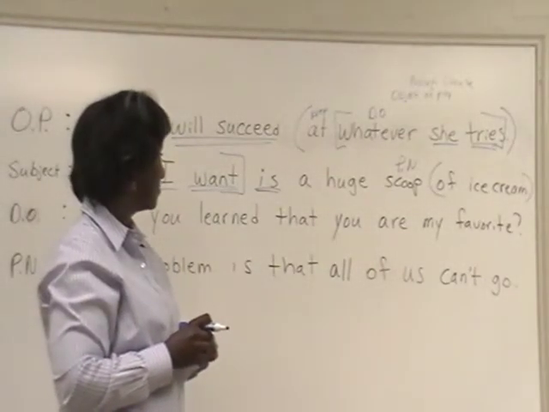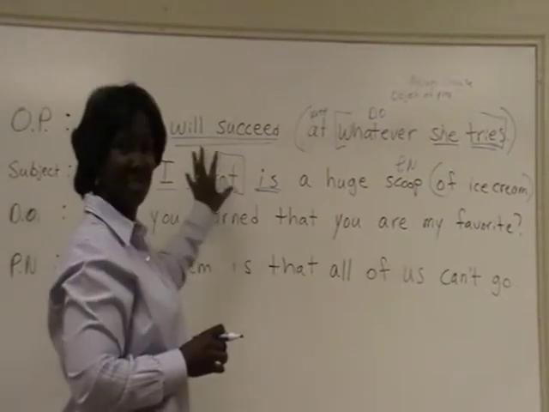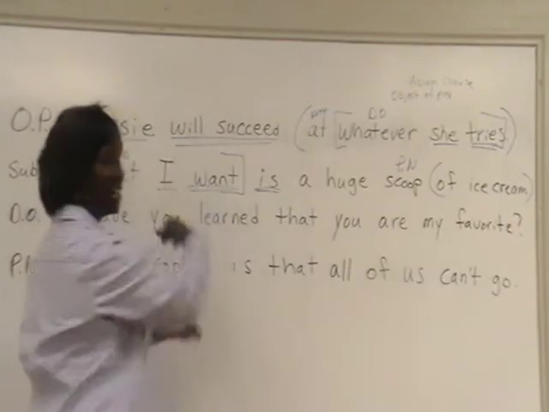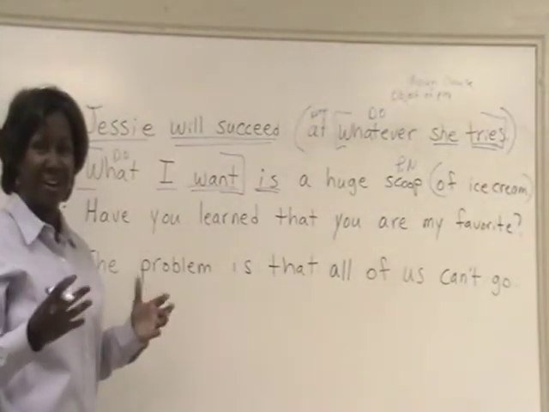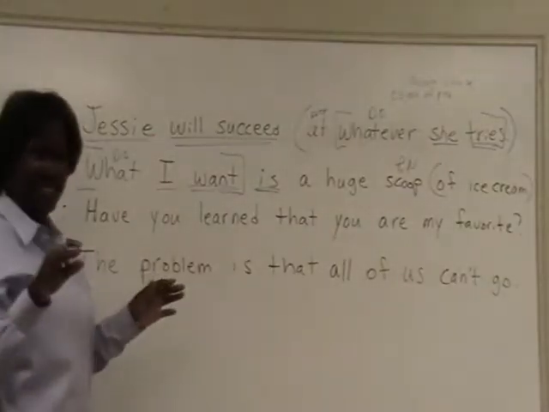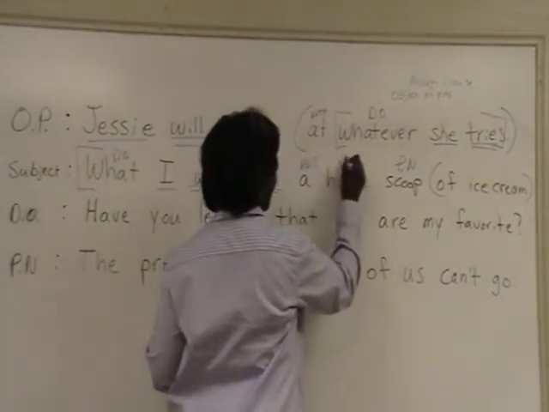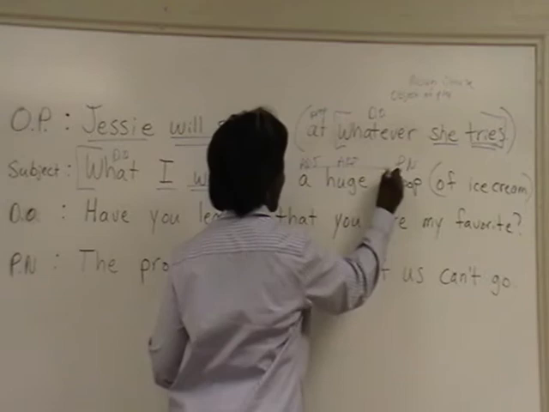Got that? What I want is my subject. Is my verb. Scoop is renaming what it is that I want. All right. Inhale through your nose. Exhale through your mouth. All right. It's not that bad. These two are adjectives. That's your scoop.